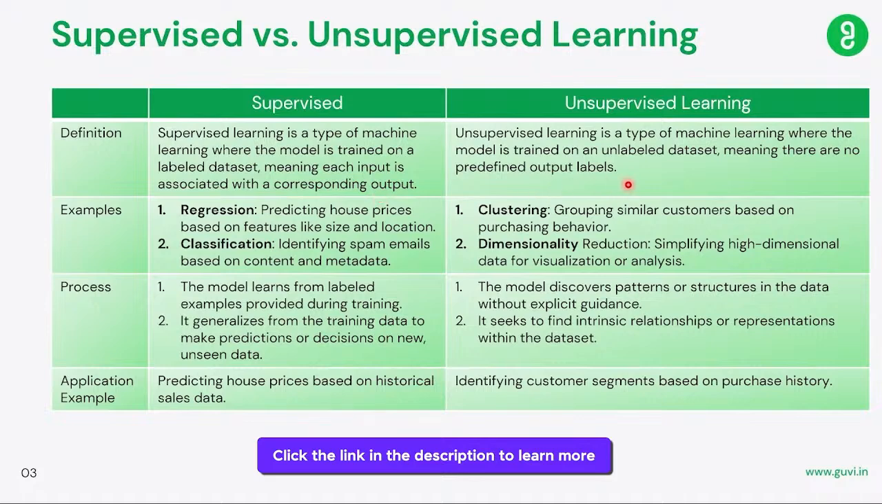Now unsupervised learning. Unsupervised learning is a type of machine learning where the model is trained on an unlabeled data set. Okay, here it's a labeled data set. Here it's an unlabeled data set. I don't have a predefined label here.